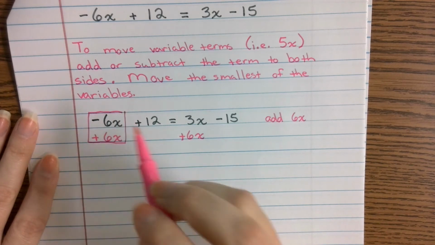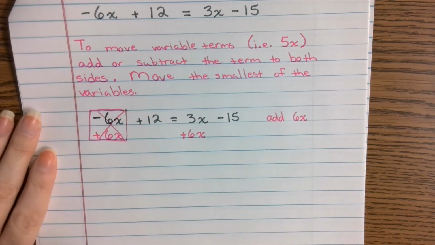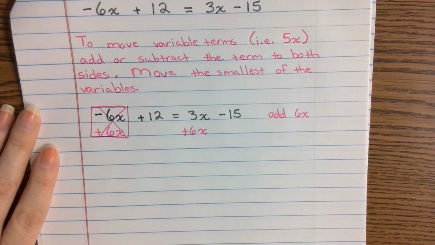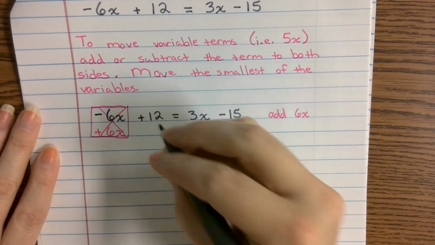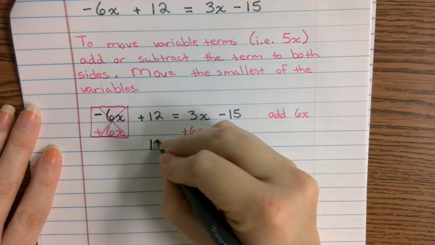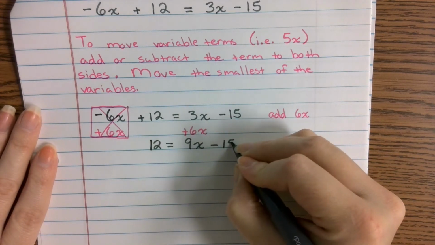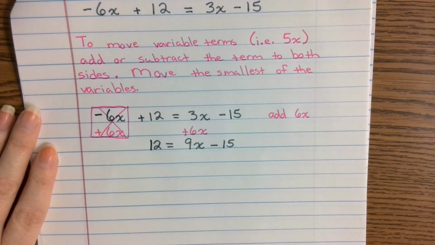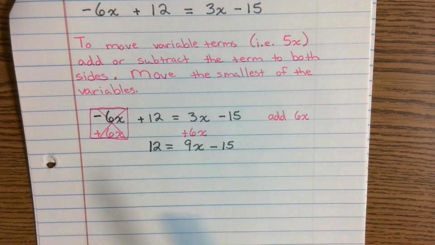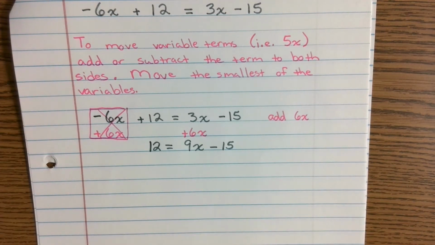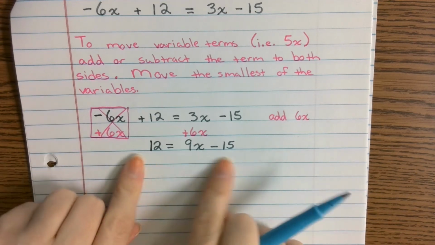These can cancel out. They are going to zero out. And what I'm left with now is 12 equals 9x minus 15. Now, some people look at it and go, I don't like having the x on the right side. I want it on the left. There's nothing wrong with solving it like this.